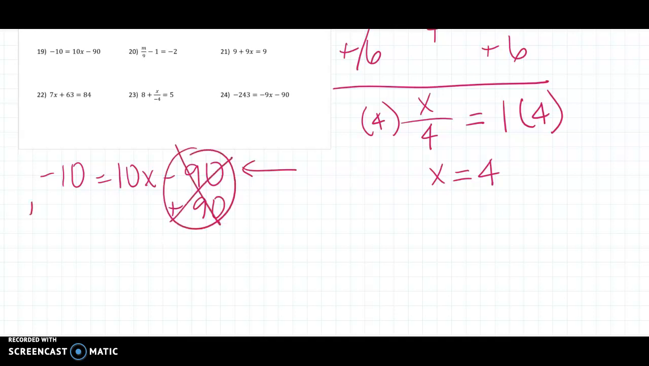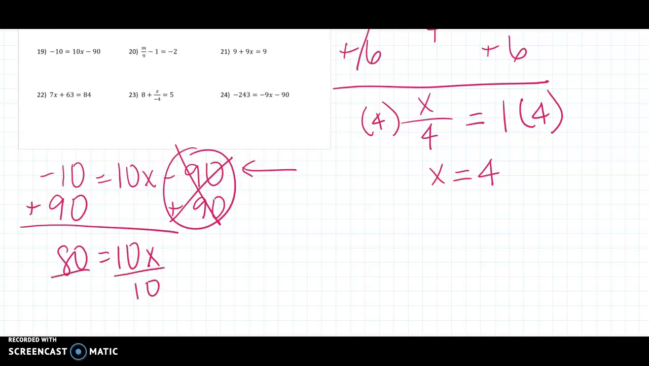If I add 90 to the right, I must add it to the left. And I get 80 is equal to 10 times x. 10 times x is a multiplication problem, and we undo multiplication with division. So we're going to divide both sides by 10, and we get that x is equal to 8.